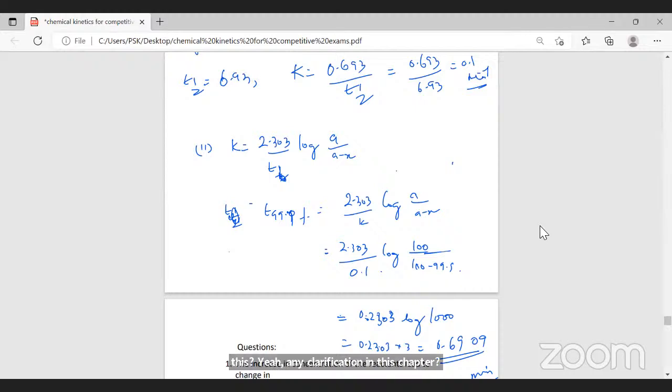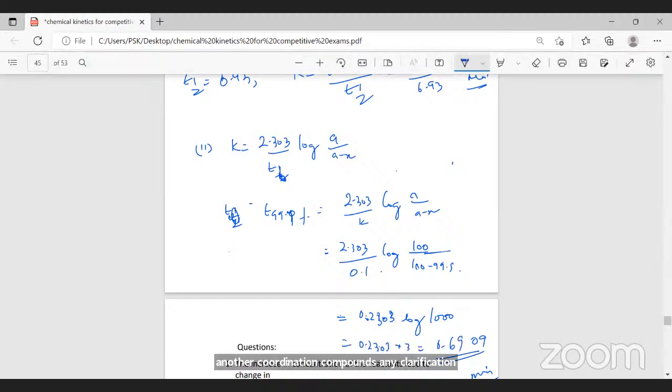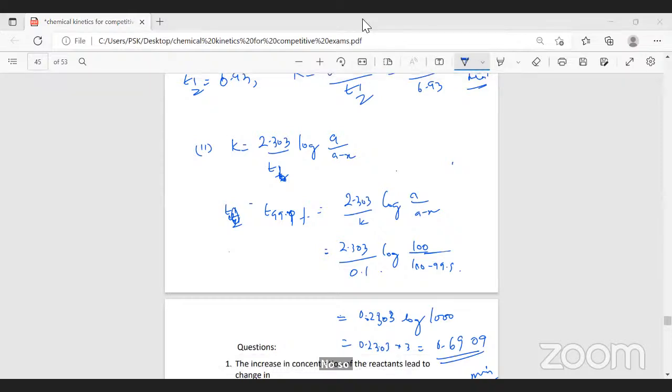I'm not going to continue this chapter in the next class. The next class will start a new chapter, coordination compounds. Any clarification? No, students? Others? No, no. Yes, ma'am, sir. Stop the class.